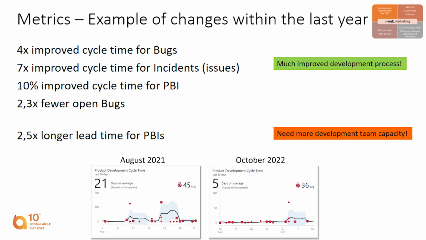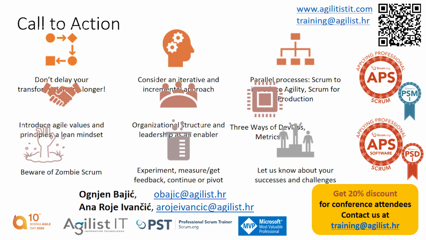Okay, the results that they achieved: 4 times improved cycle time for bugs, 7 times improved for impediments. Just 10% for the PBI, but let me remind you that these are the results achieved just in the second year of their improvement. They come on top of the improvements that they were able to achieve in the first year. Okay. So that was the story of Agile transformations based on Scrum.